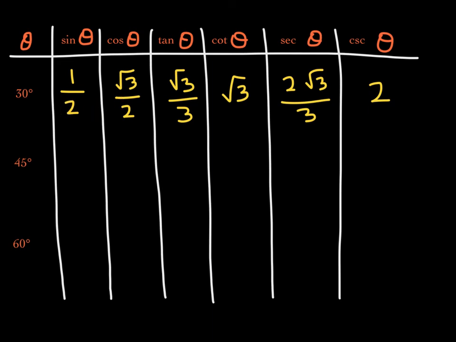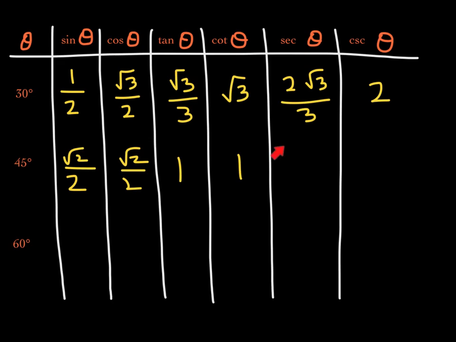Now, sine of 45 degrees, that is root 2 over 2. Cosine of 45 degrees is also root 2 over 2. Now remember, if you forgot what tangent of 45 degrees is, you can use the quotient identity. Tangent of 45 degrees will be equal to sine of 45 degrees divided by cosine of 45 degrees. Root 2 over 2 divided by itself, that's just going to be 1. Cotangent of 45 degrees will be the reciprocal of 1, which is 1.